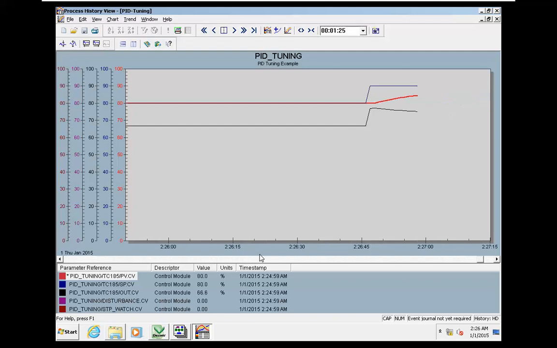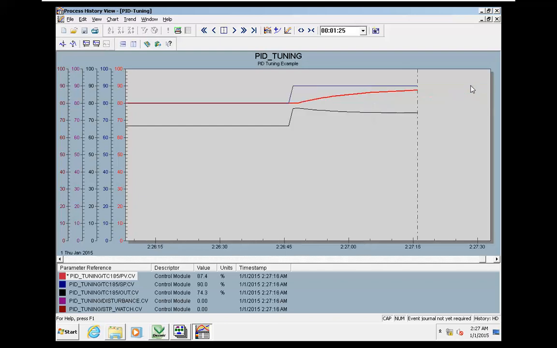The response should be slow, but as we expect, we avoid the overshoot here in this case. We are getting close to the set value. Let me put the cursor here. We're getting close to 90 here. It's a typical PI response, and we're getting close. It's very slow.